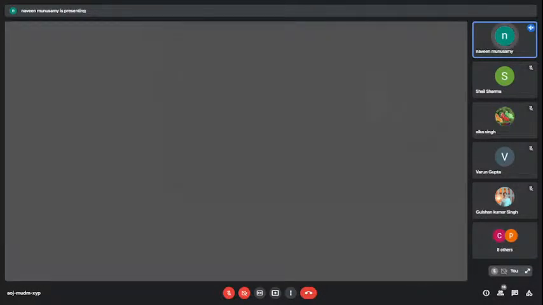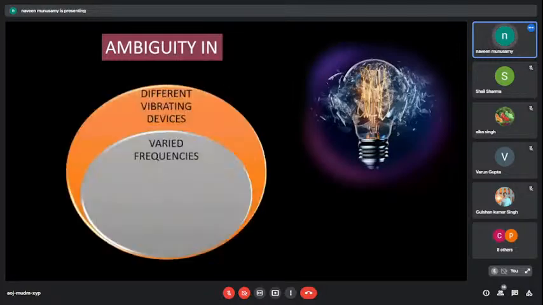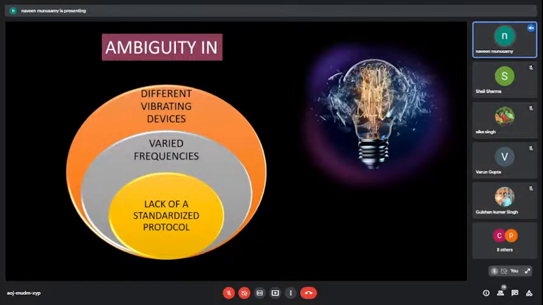So what are the ambiguities in the research on vibratory devices? First, there are different vibratory devices. There is no specific protocol. There are varying frequencies of these devices also. There is no specific frequency which we can claim is the best frequency to have an effect on the rate of tooth movement. And there is a lack of a standardized protocol for the research.